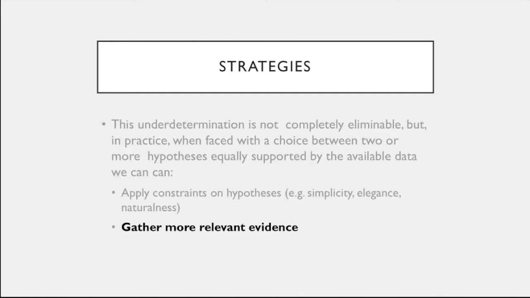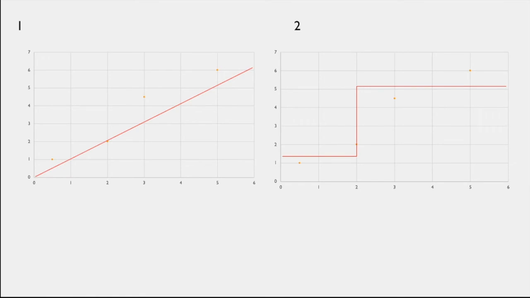The other strategy, which would typically be pursued in tandem with the previous one, is to gather more data that is relevant for deciding between hypotheses. Again, back to our example. Suppose that we want to choose between hypotheses 1 and 2. To do so, we gather more data. Which particular observation would be most relevant for deciding between the two hypotheses?